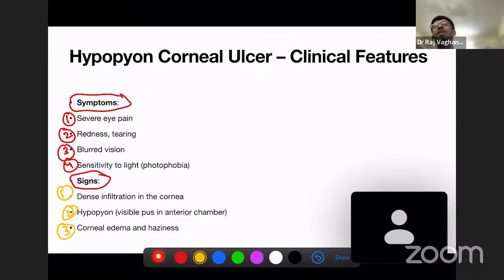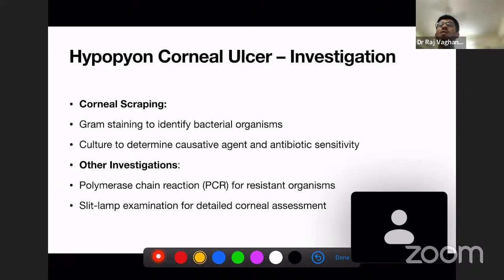Third is the corneal edema and haziness. So these are the 3 signs that you can see in the hypopyon corneal ulcer. Dense infiltration in the cornea. Second is hypopyon. Third is the corneal edema and haziness. Okay. Now, what are the investigations that you would perform in hypopyon corneal ulcer?